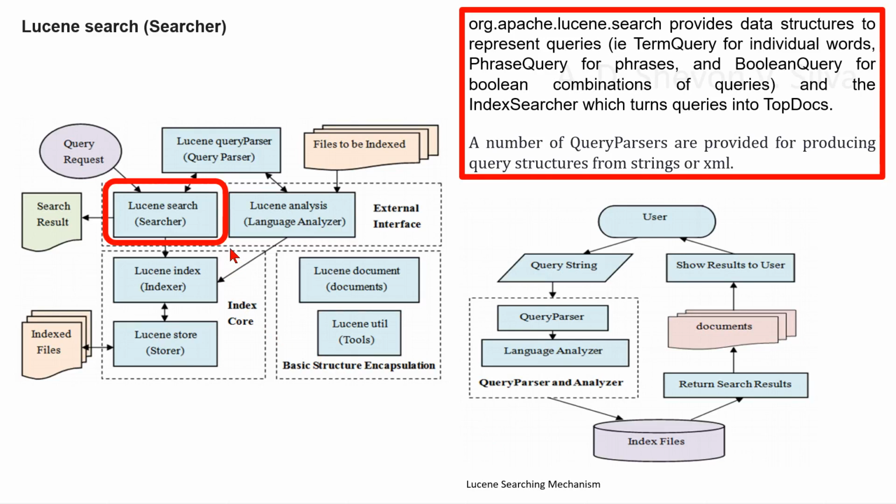org.apache.lucene.search provides data structures to represent queries. That is TermQuery for individual words, PhraseQuery for phrases, and BooleanQuery for Boolean combinations of queries, and the IndexSearcher, which turns queries into TopDocs. A number of query parsers are provided for producing query structures from strings or XML. Here you can see the Lucene searching mechanism.